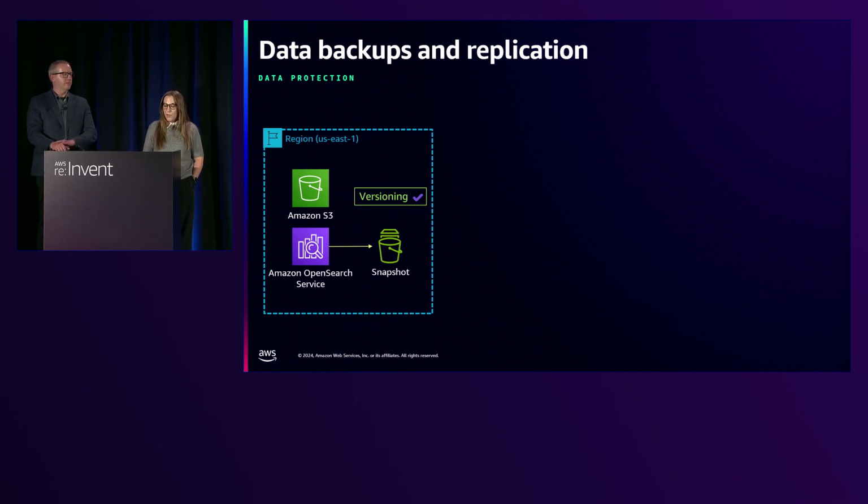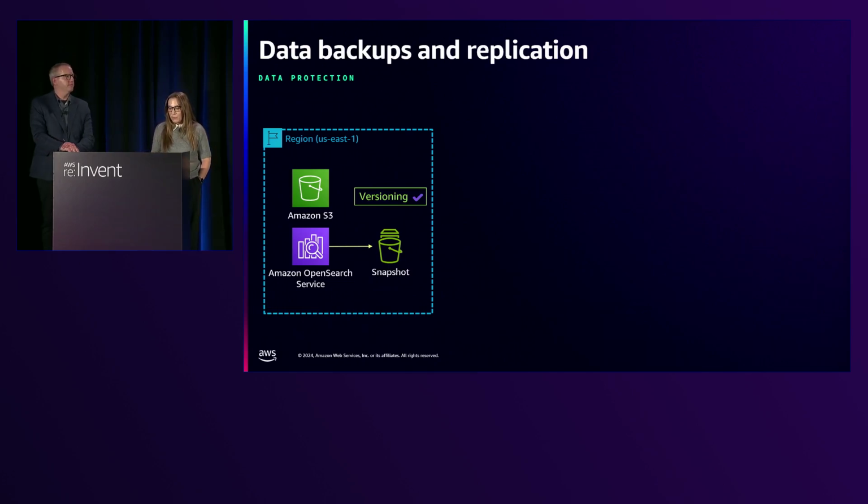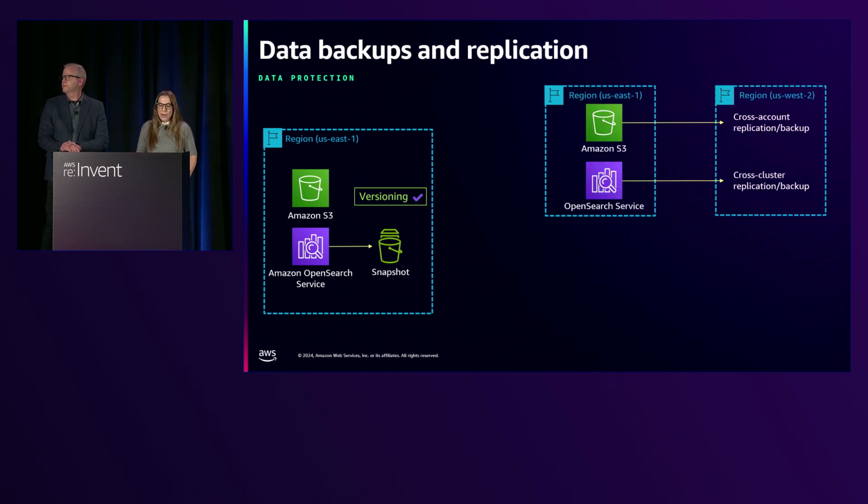So to start with, we want to implement backups within the same region as your primary data. This approach serves as your first line of defense against accidental deletions and data corruption. You can use Amazon S3's versioning, which allows for quick rollbacks to specific points in time, and Amazon OpenSearch enables rapid snapshot restorations. While same region backups are valuable, they don't protect against all types of failures.